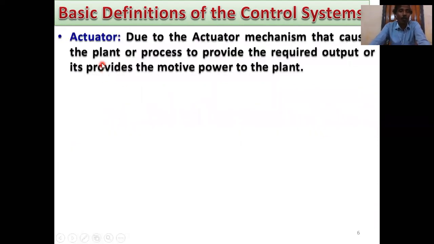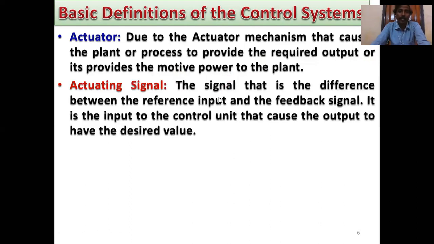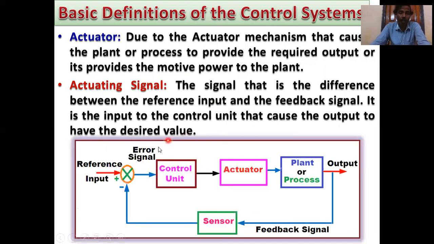Then another definition: what is actuator? Actuator is the mechanism that causes the plant or process to provide the required output, or it provides the motive power to the plant. Actually, this is the basic block diagram. This is the feedback signal, and this section is the reference input, and this is the error signal, this is the control unit, and this is the actuator. So the actuator output signal is actually the plant or process input signal.